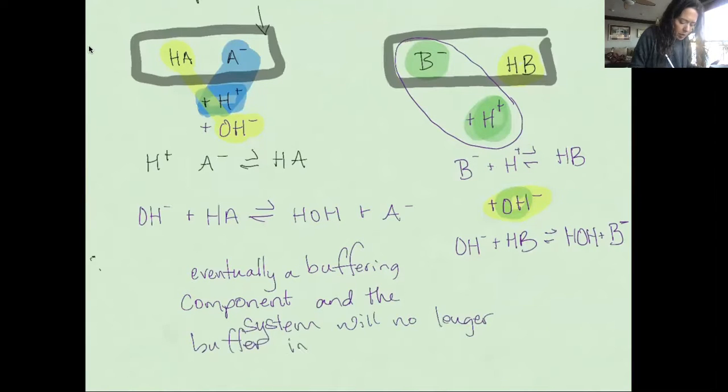I could say it will no longer buffer in that direction. It all depends on how far you've pushed it. So what will affect the capacity? What is going to create a buffer with a greater capacity? A buffer that can buffer for longer periods of time upon addition of more and more acid and or base.